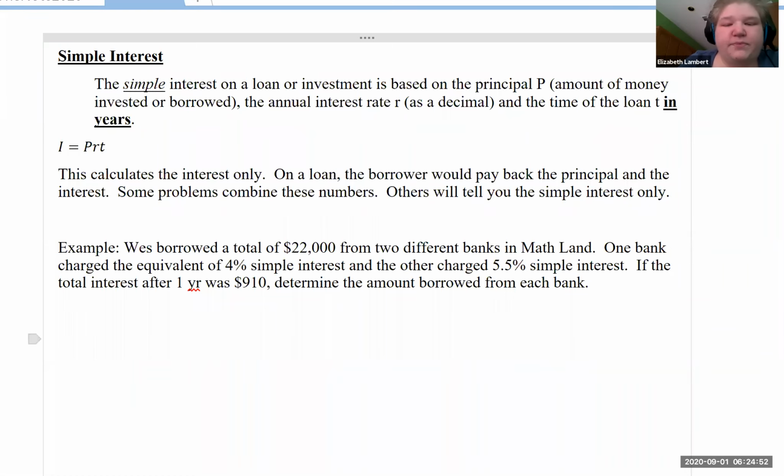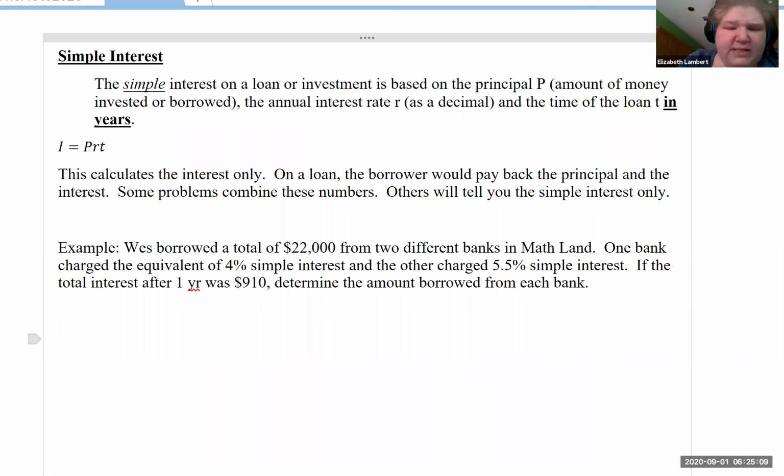All right. So I'm talking in math land because banks don't loan money for simple interest. They like to do compound interest and ridiculous high interest rates, and you miss one payment and oh no, everything goes through the roof.